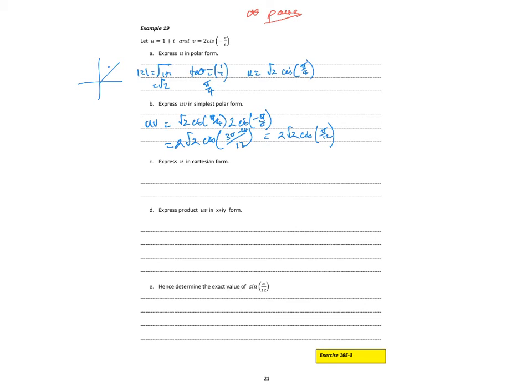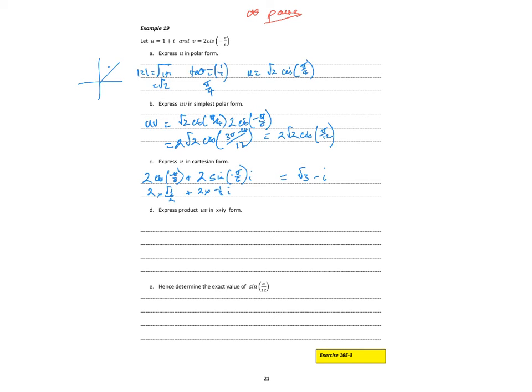V in Cartesian form. So it's 2 cis negative pi on 6, which is 2 cos pi on 6 plus 2 sine negative pi on 6. Cos of negative pi on 6 is going to be positive, so 2 times root 3 on 2, plus sine of negative pi on 6 is negative, 2 times minus a half i, so we get root 3 minus i.